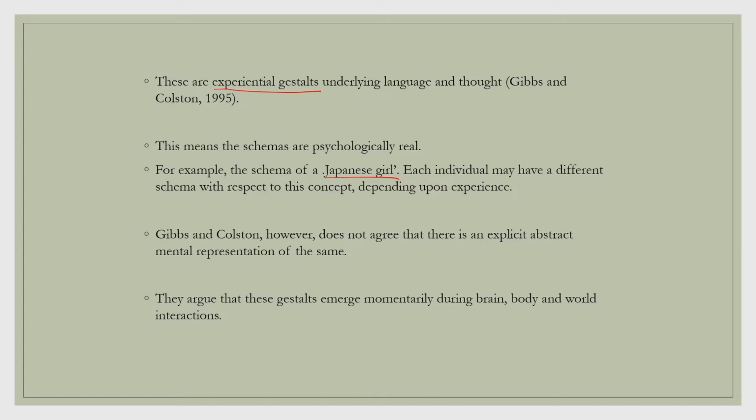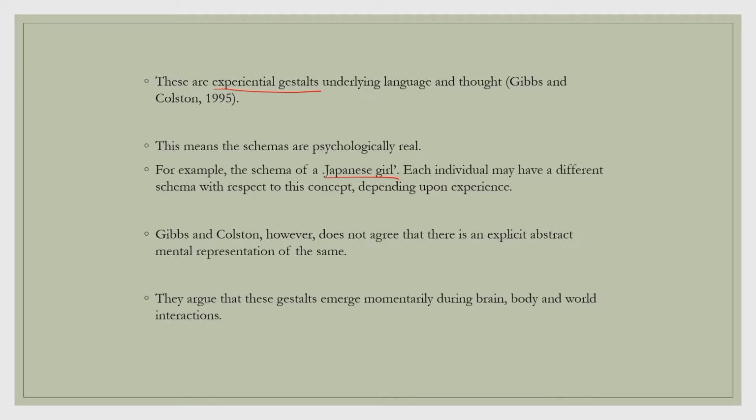Now, a person who has never met a Japanese girl, who has never watched Japanese films, who has absolutely no idea about Japanese culture, costume, food or anything, will have a very limited understanding of the concept of a Japanese girl. So, it will probably include a kimono and a particular hairstyle that you see in books, and that is it, you do not know much. And you will create your schema around that.